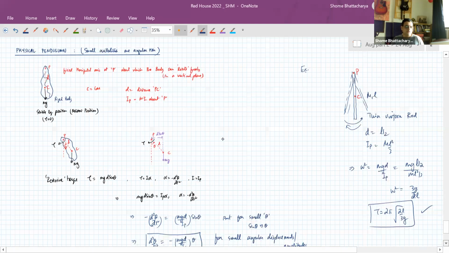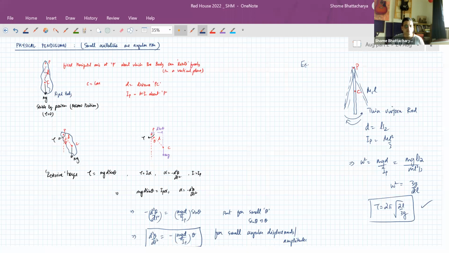Okay, so people, with this we complete the theory part of simple harmonic motion. There is also a section called damped oscillation. Okay, we will discuss about that in the next week's lecture also. But keep in mind that that is not in your JEE Advanced syllabus. That is only in JEE Main syllabus, and again only the formula is there. The derivation is not there.